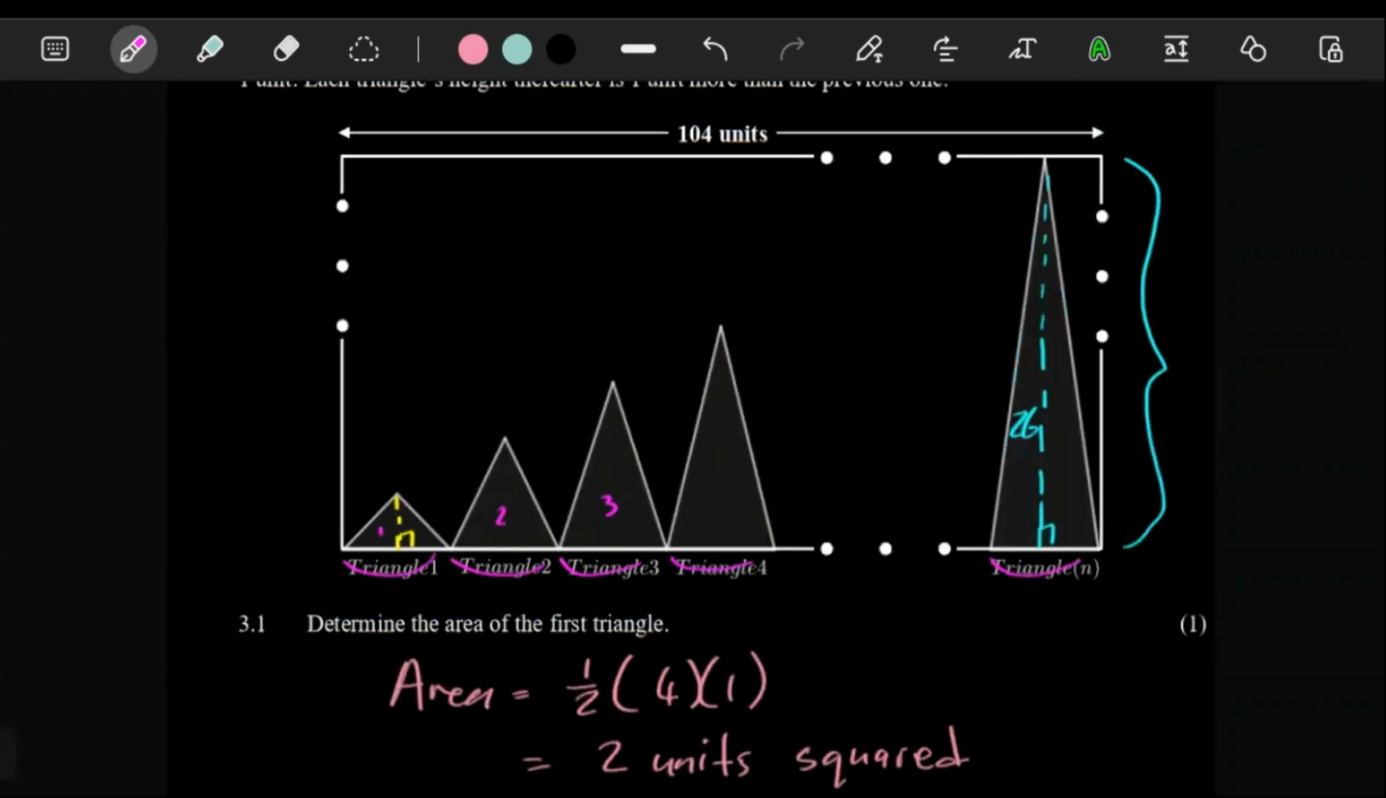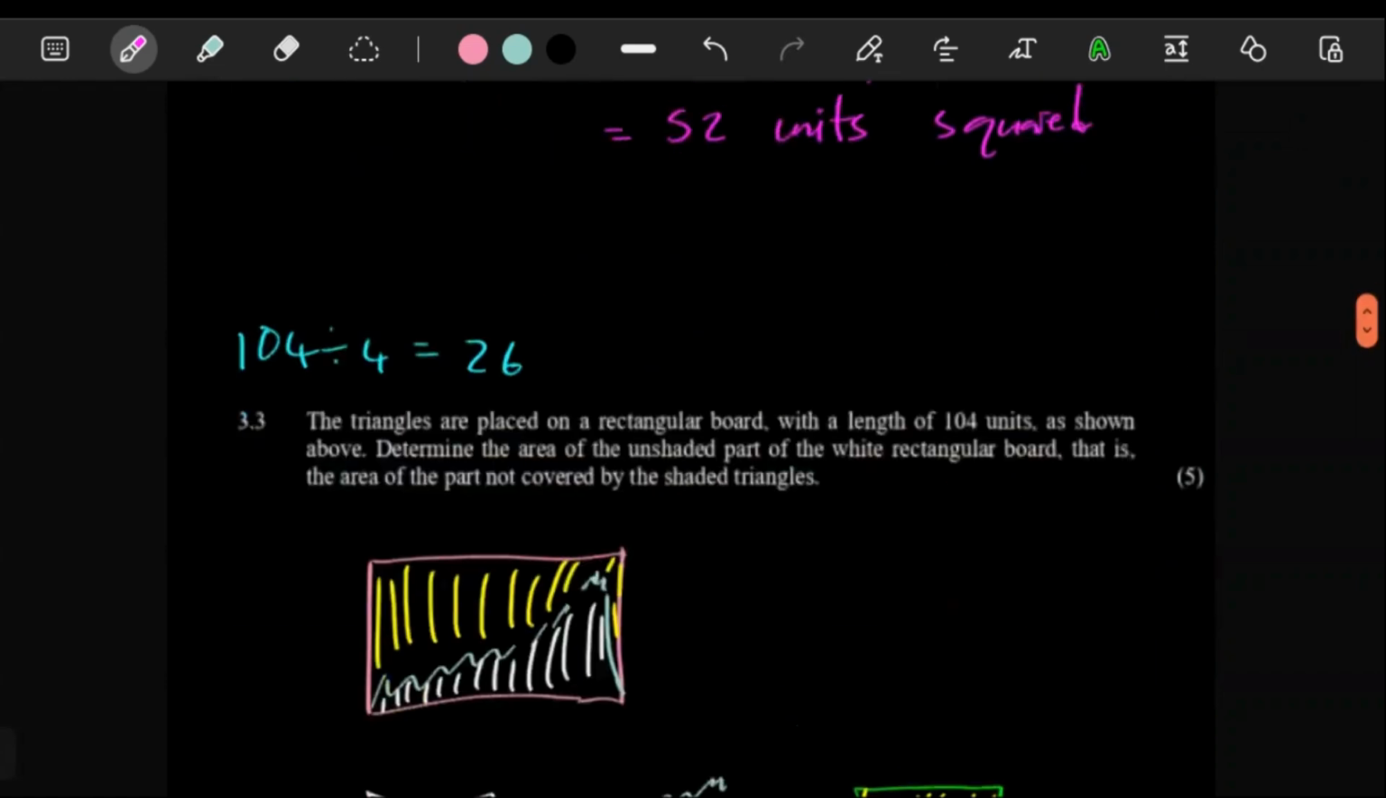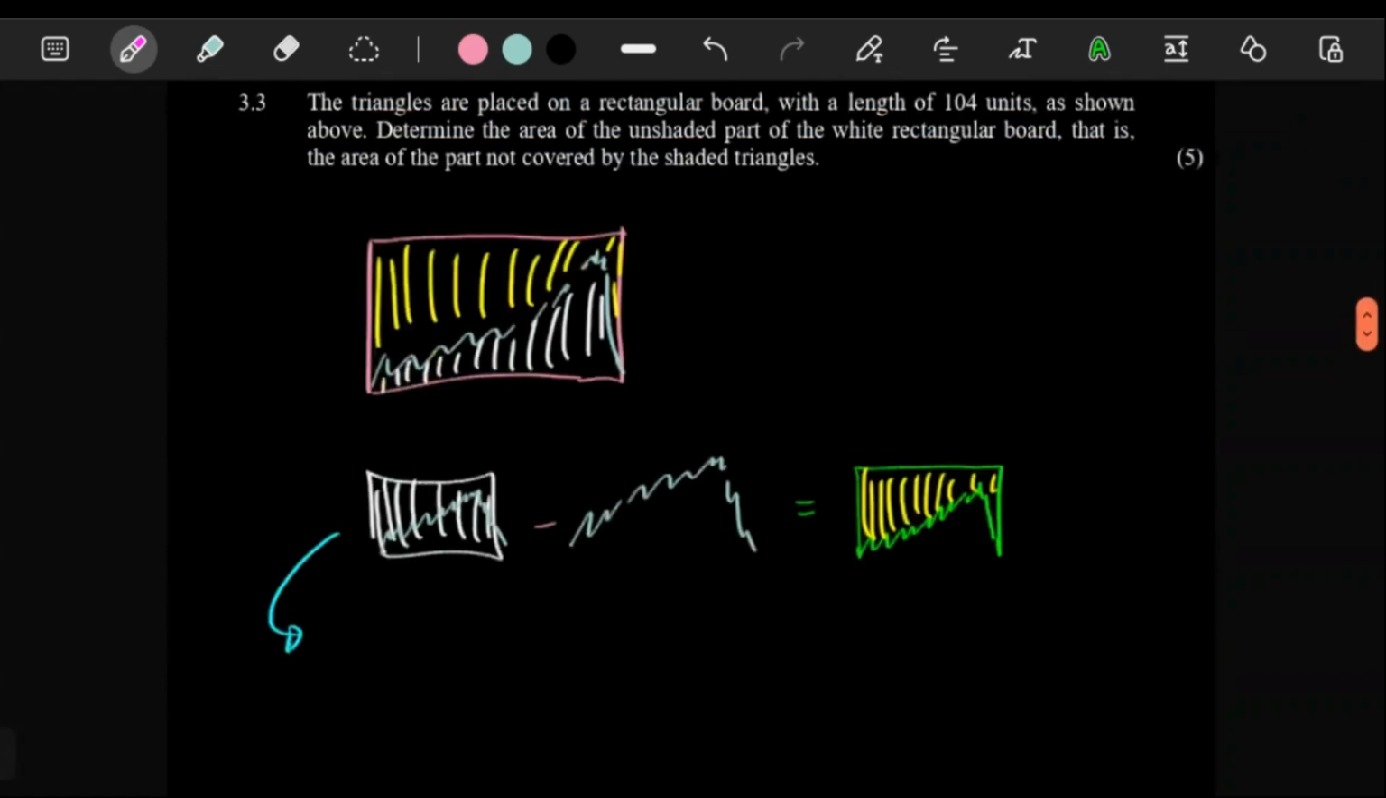Perfect. So we now know we have 26 triangles. The area of our rectangle is easily going to be 26 times 104. Let's see in the calculator, 26 times 104. This is giving us 2,704. That's the area of the whole rectangle.